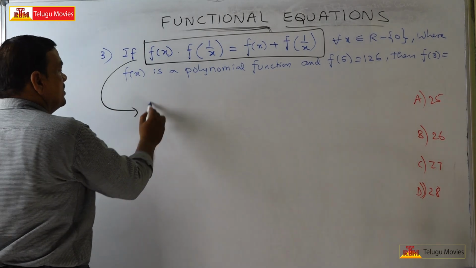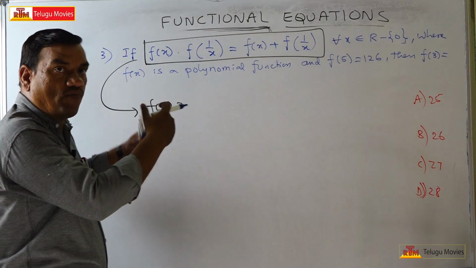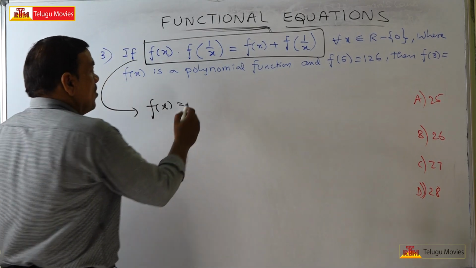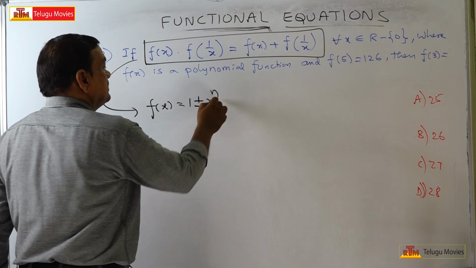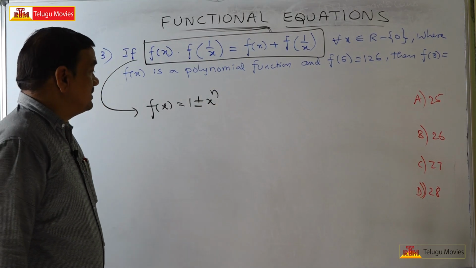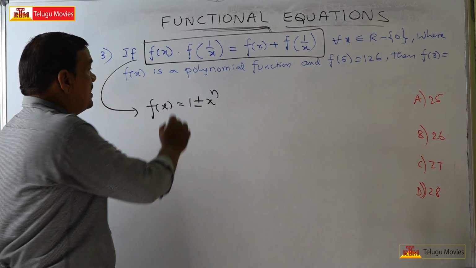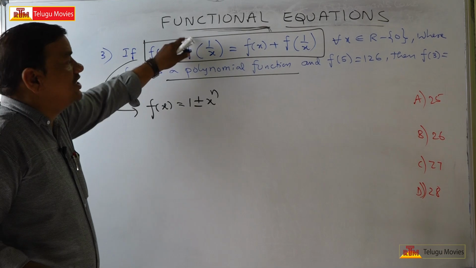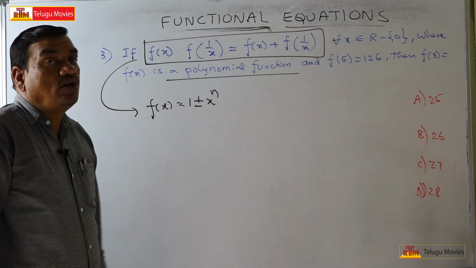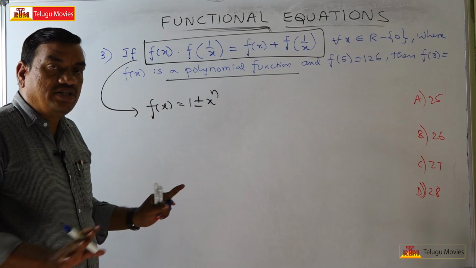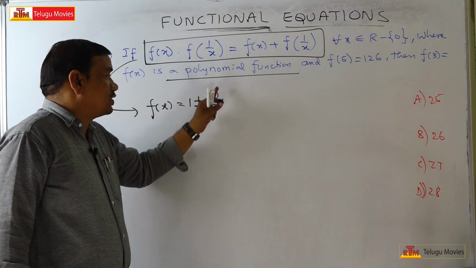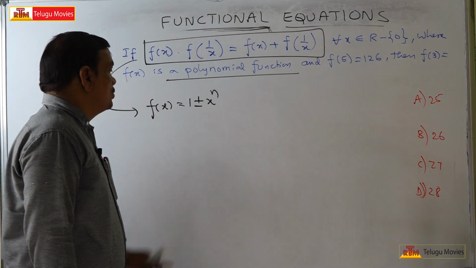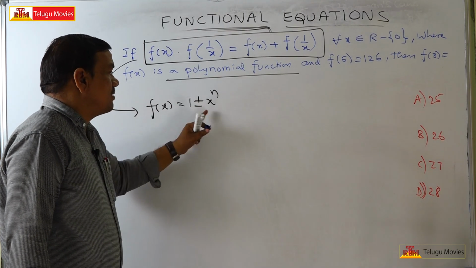Yesterday's class I explained all 5-6 of these models. Just to go through this: whenever f of x is equal to 1 plus or minus x power n, remember that f of x should be a polynomial. Then only this condition will be satisfied. If it is not a polynomial, definitely this condition won't be satisfied. That means in 1 plus or minus x power n, n is a natural number. Understand this? Right.